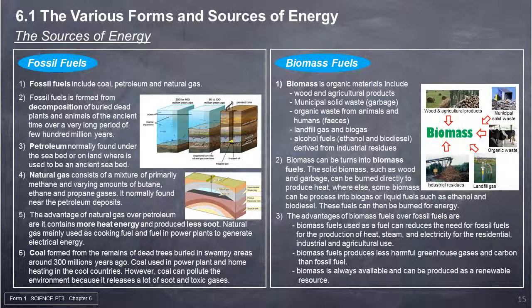3. The advantages of biomass fuels over fossil fuels are: biomass used as a fuel can reduce the need for fossil fuels for the production of heat, steam, and electricity for residential, industrial, and agricultural use. Biomass fuels produce less harmful greenhouse gases and carbon than fossil fuels. Biomass is always available and can be produced as a renewable resource.